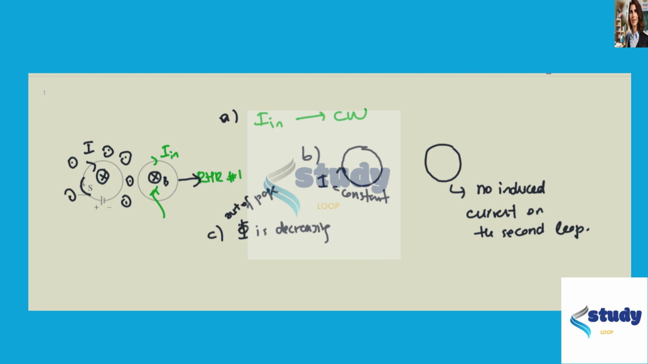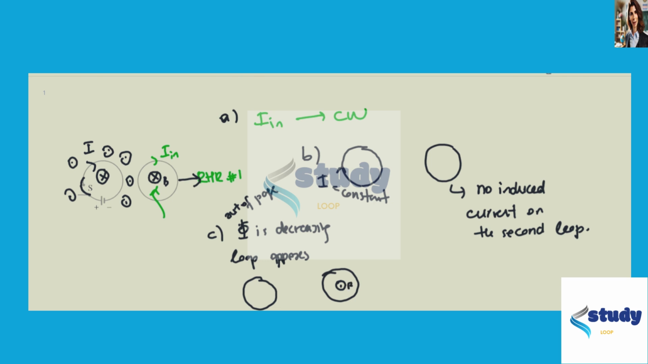If the out of page flux is decreasing, the loop wants to oppose it. The loop opposes, which means it's going to reinforce the out of page flux. So it's going to generate a B field that goes out of the page so that it can balance out the decrease in that particular direction. Of course, it's not going to be totally balancing it out.